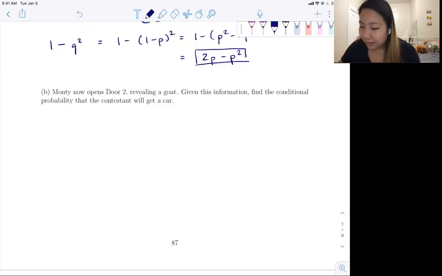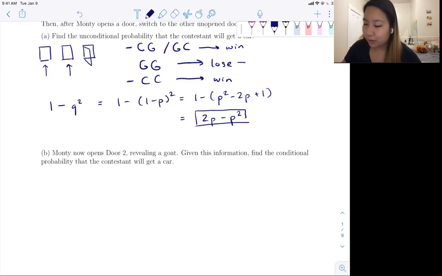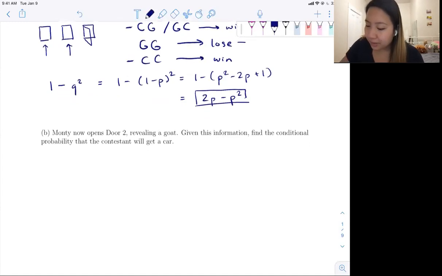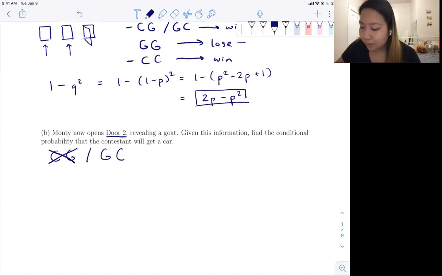Okay, or I guess maybe let's think about the scenario first. If we look at these scenarios that we just broke down, there's the CG, GC, GG, CC case. We could have the CG case and the GC case. Actually, in this case, we can't have the CG case because Monty opens door 2. So we can only have the GC case. We could also have the GG case, but in that case, we wouldn't win. We can't have the CC case because then Monty couldn't reveal a goat. So these are our two cases.